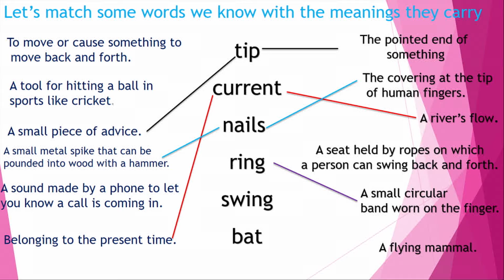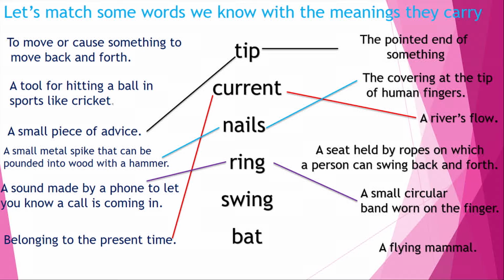A small circular band worn on the finger. So you have rings, that will be one type, one particular meaning of that word. And the second one, a sound made by a phone to let you know that a call is coming in. So your phone is ringing. That's the other one that they're referring to.